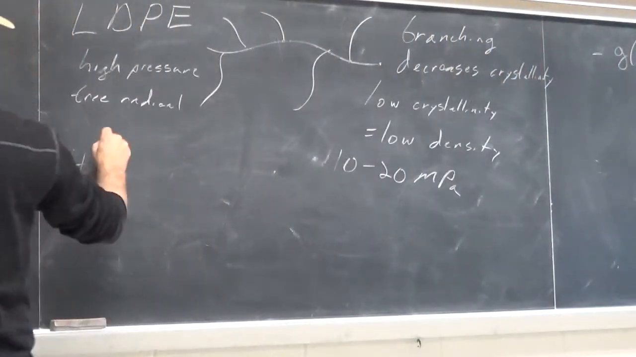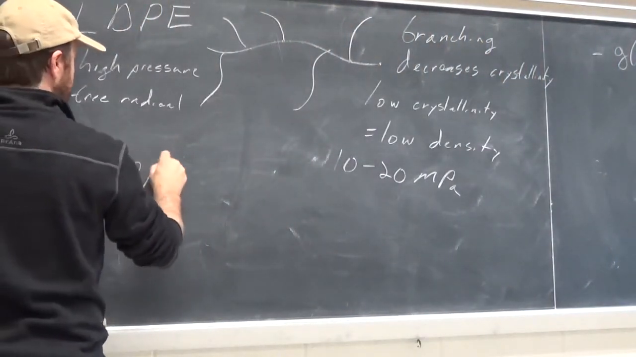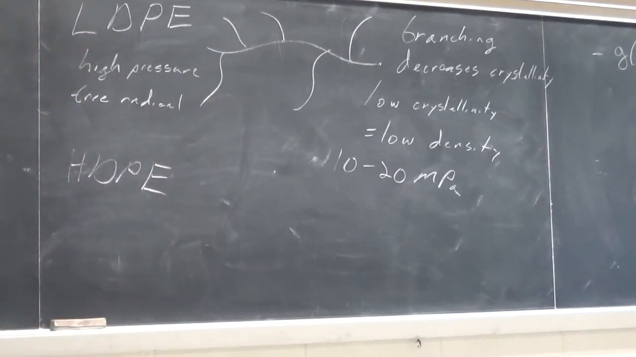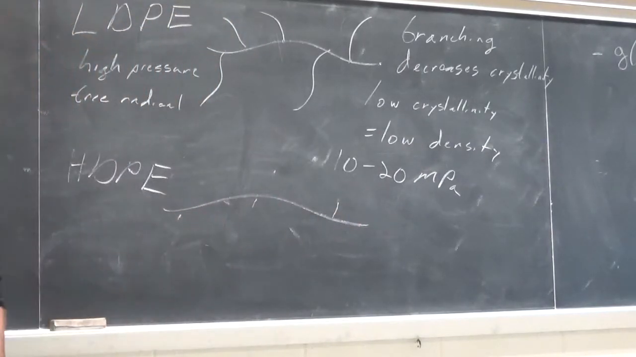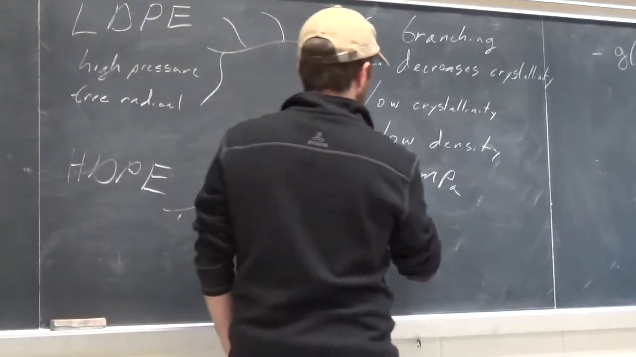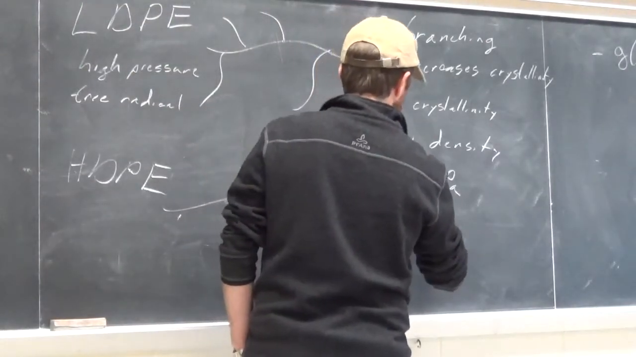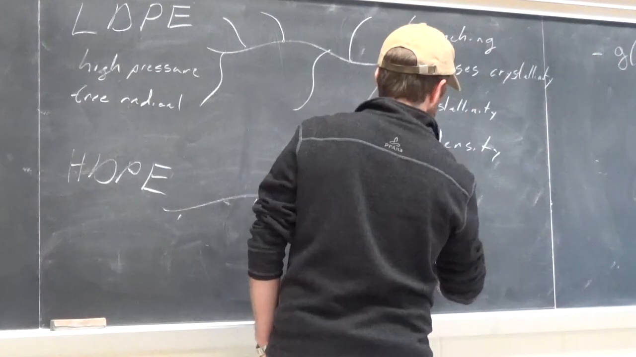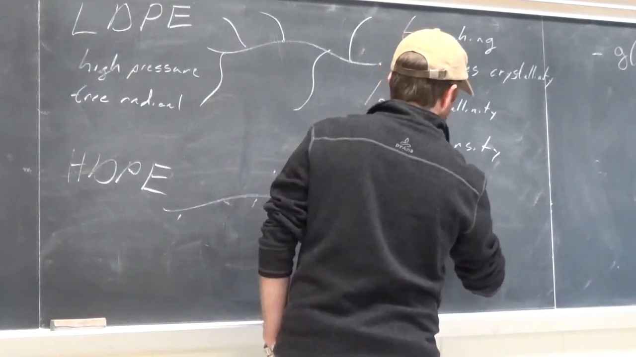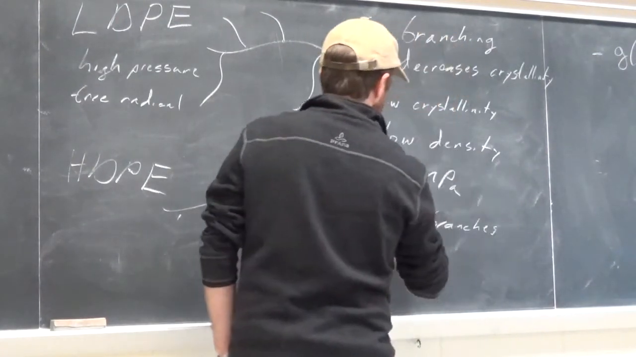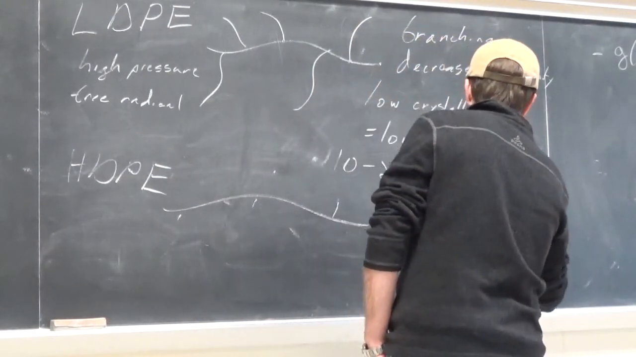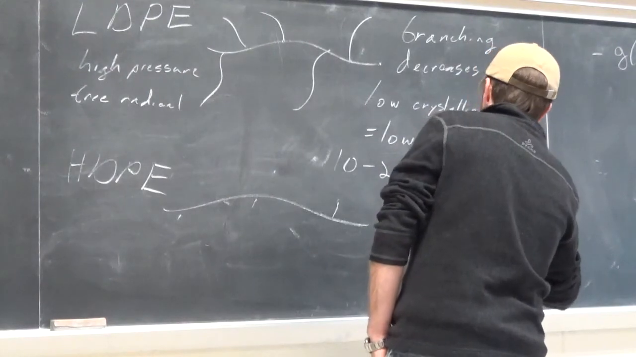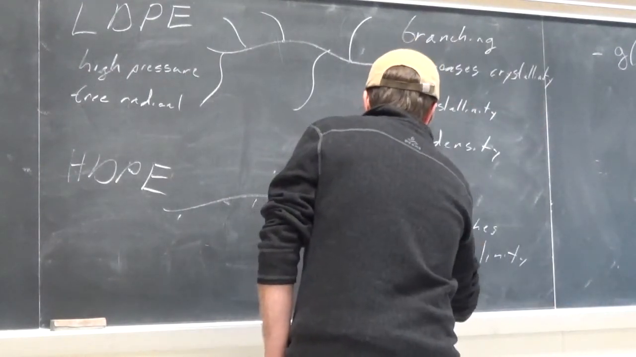So for high density polyethylene, what does it look like? What's the chain look like? Just a few branches, right? So just a couple branches. So we have a few branches, which equals high crystallinity, which equals high density.